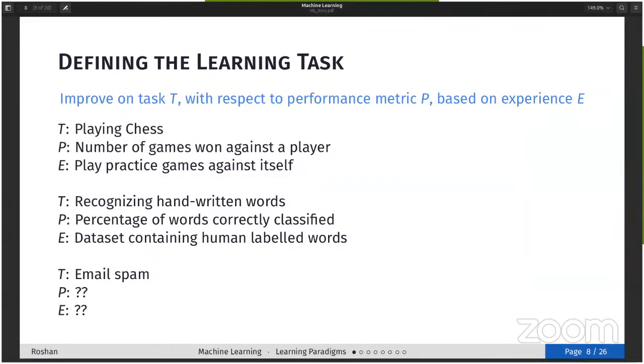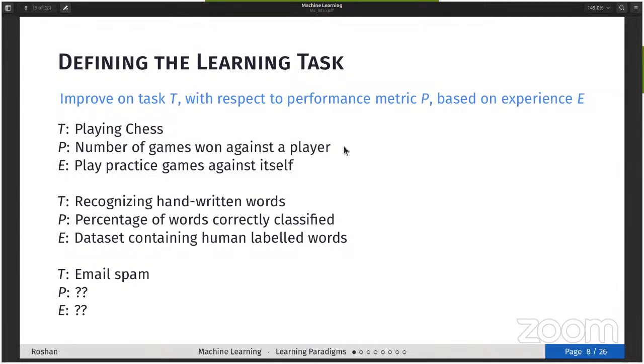And so again, moving on from the applications, before we move on to build an ML system, we want to define what is P, what is T, and what is E. We want to improve on task T with respect to a performance metric P based on experience E. Experience here means the data set. Let's look at some examples. The task is playing chess. How do we evaluate how good it is? Number of games won against a player.